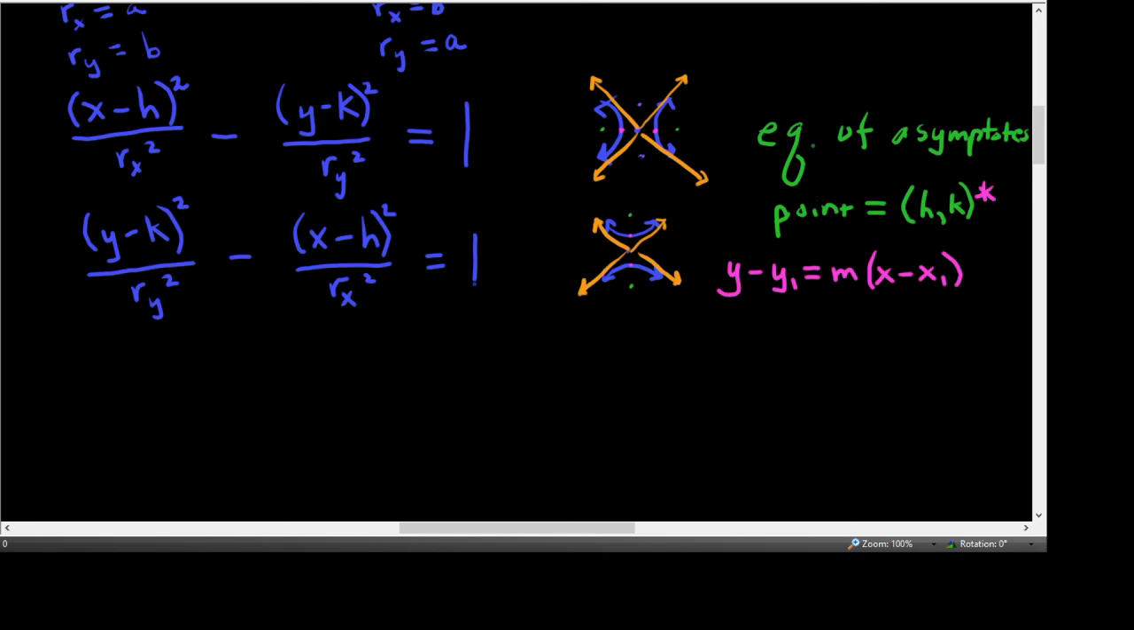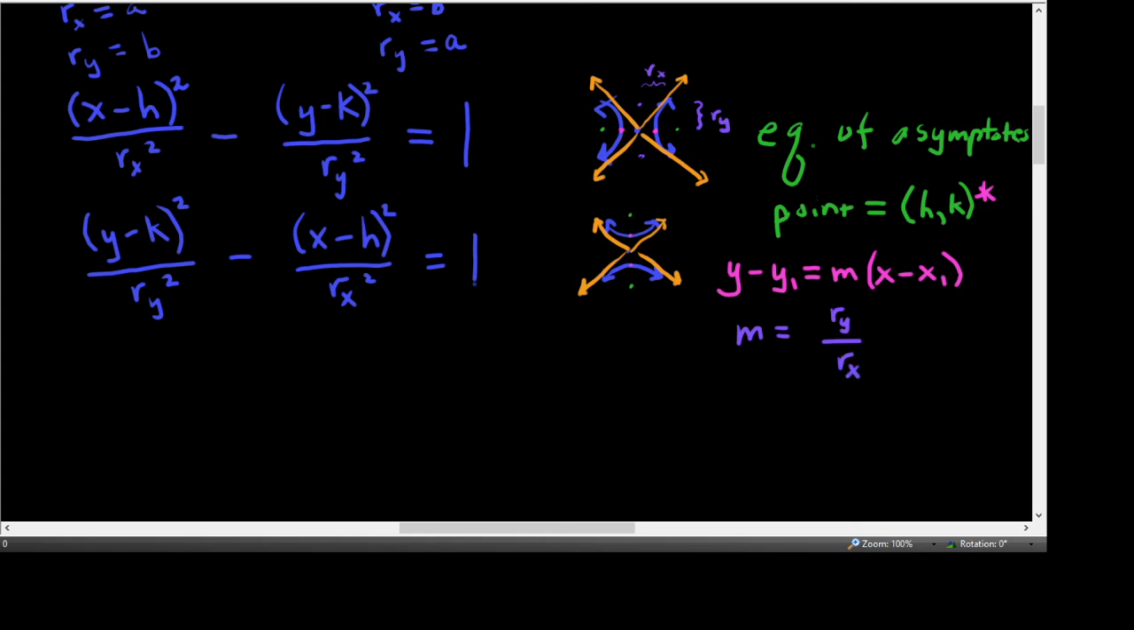As it turns out, to go from the center to another point on the asymptote, if you go a rise of r sub y and a run of r sub x, see if I can draw that in so you can see it. We're going to rise r sub y and run r sub x, and that will always give you another point on the asymptote. And so the slope of the asymptote that goes upward is always rise r sub y over run r sub x.